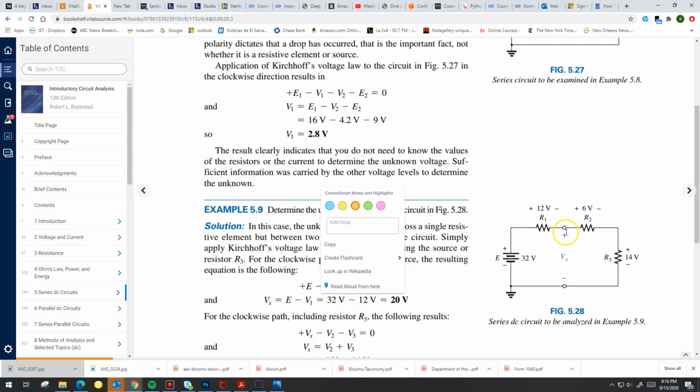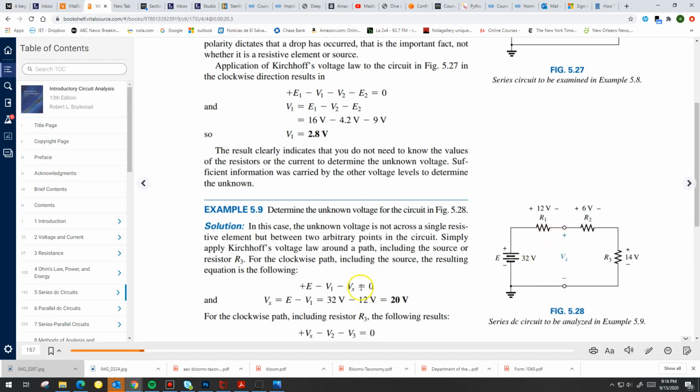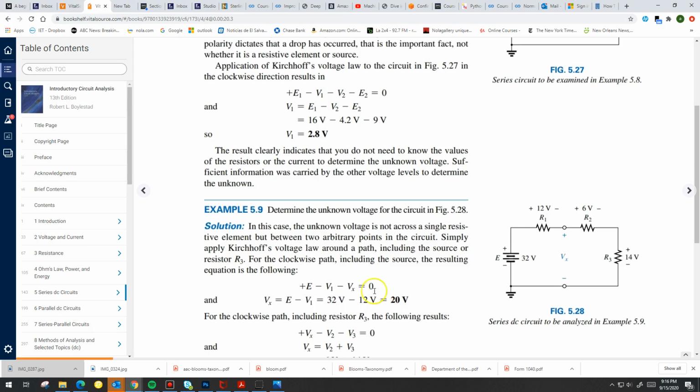And as I go down this way, because this is the voltage I want, this is Vx, I'm closing my loop. See, I close my loop here. Then that voltage Vx is also a drop. So I have a gain, a drop, and a drop. And all I have to do is add up the numbers. If I solve for Vx in this equation, it'll be equal to 32 minus V1, or 20 volts.